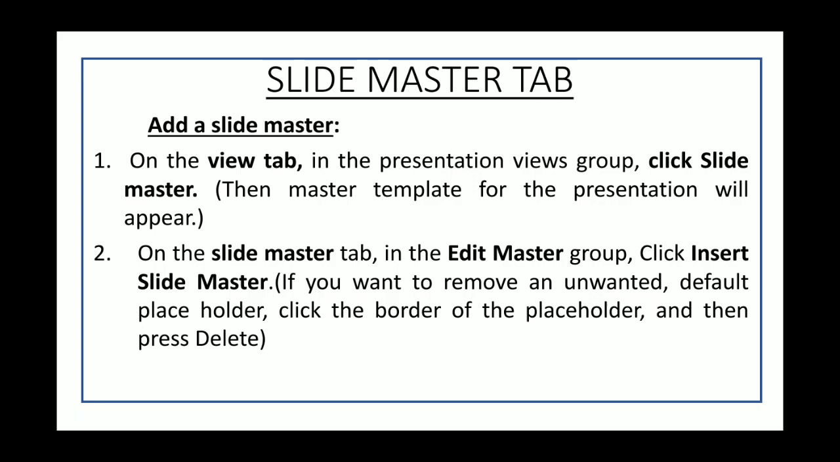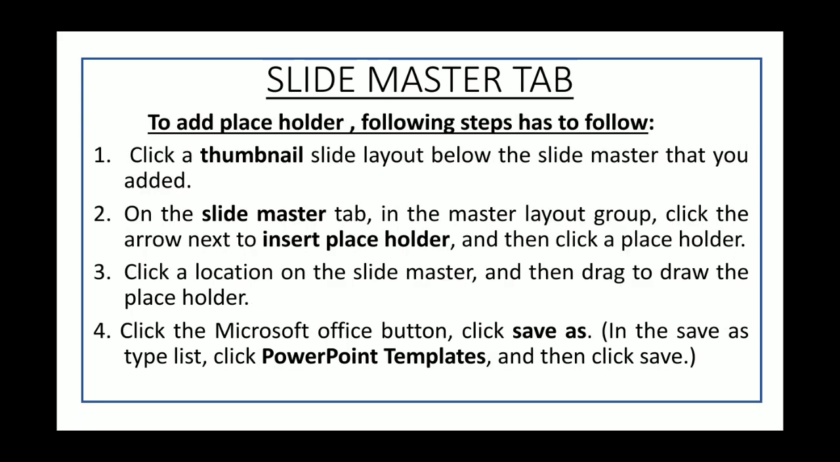If you want to remove an unwanted default placeholder, click the border of the placeholder and then press delete. If you don't want a placeholder that is on the slide, you can select and delete it. You can also add a new placeholder there. Then click a thumbnail slide layout below the slide master that you added.